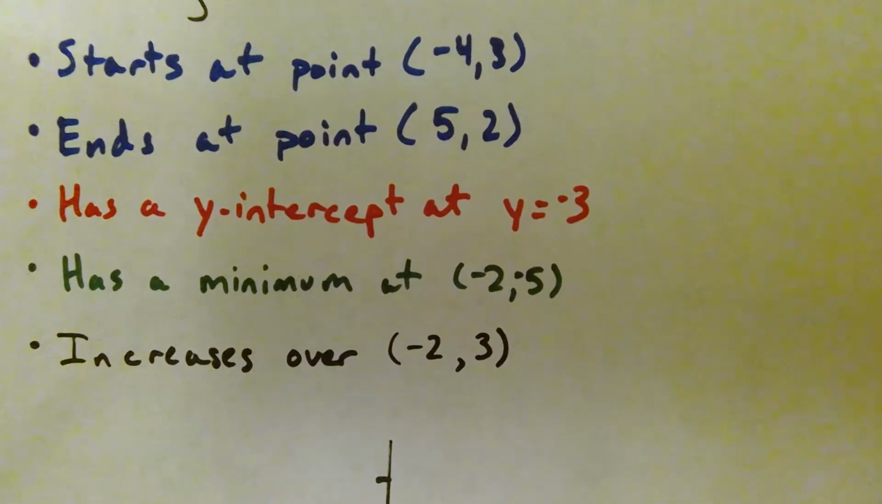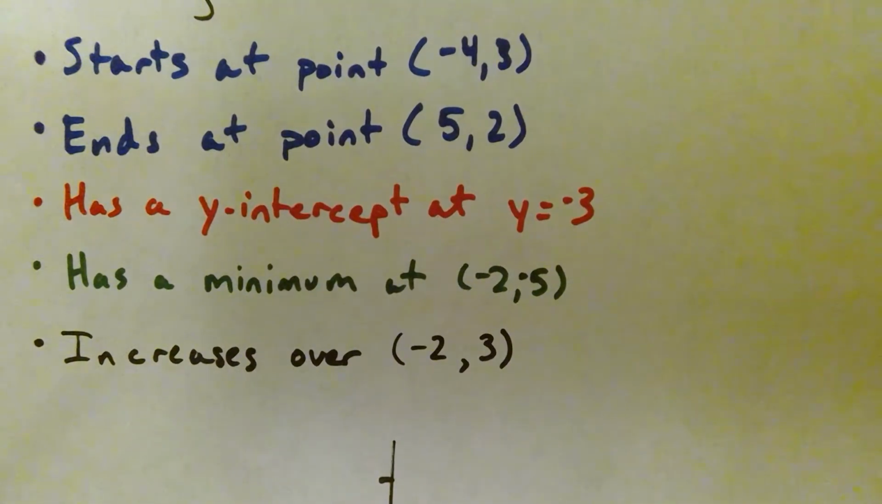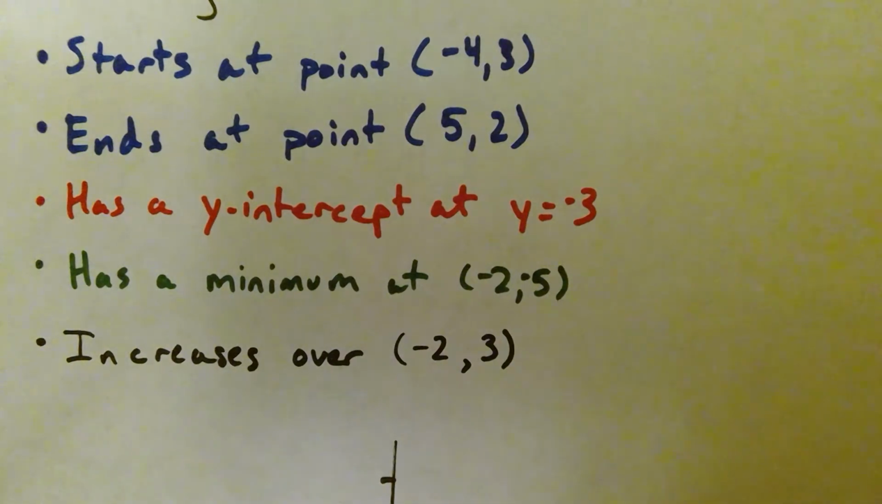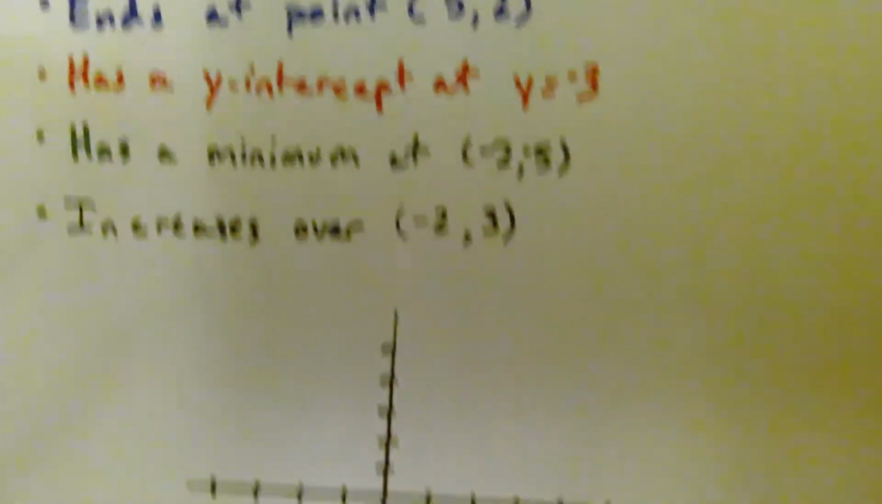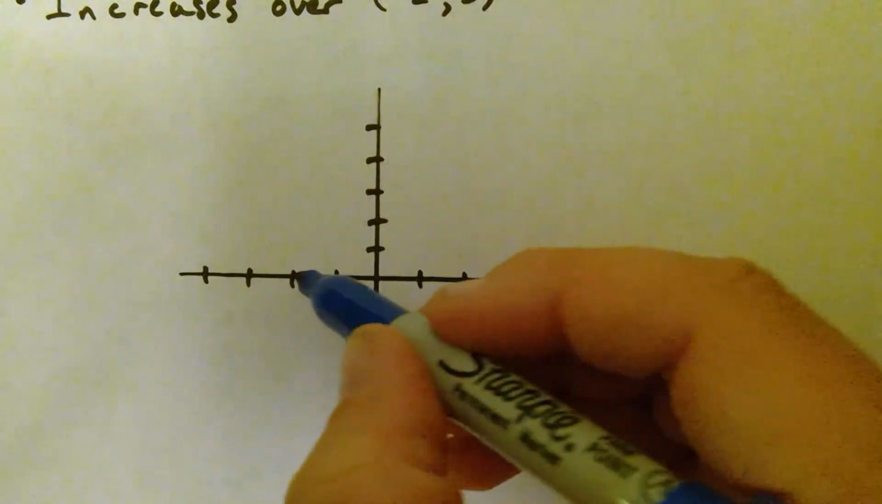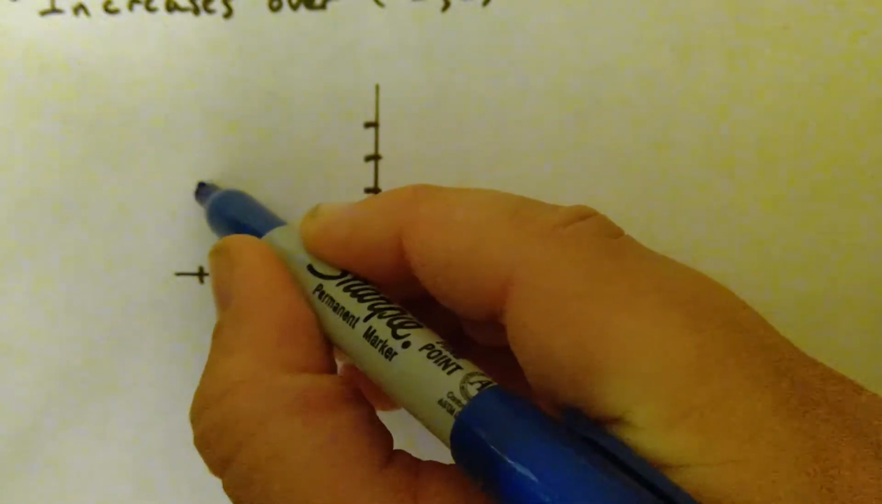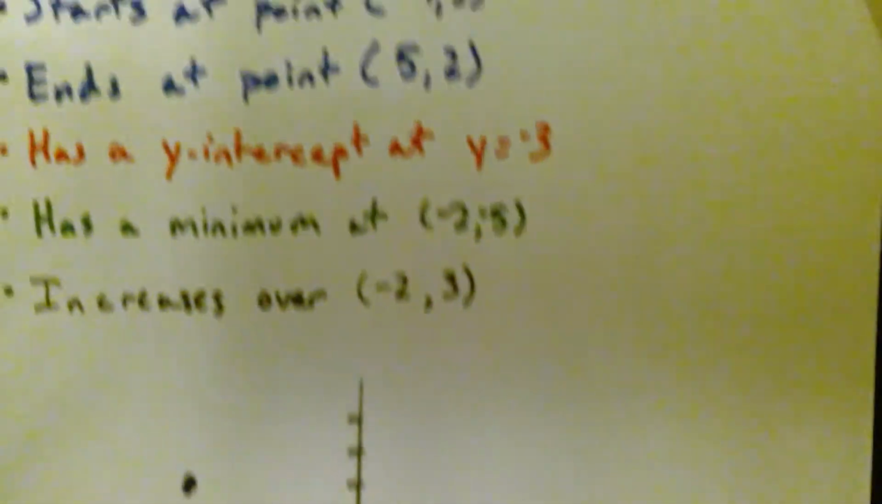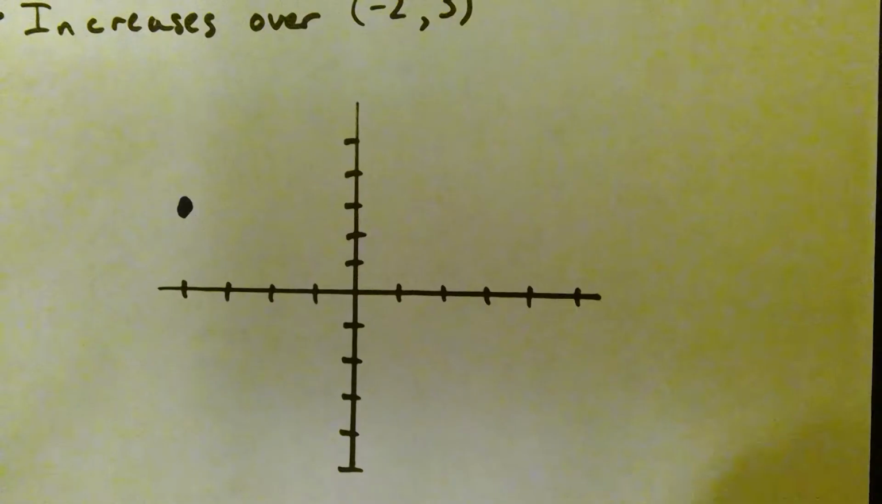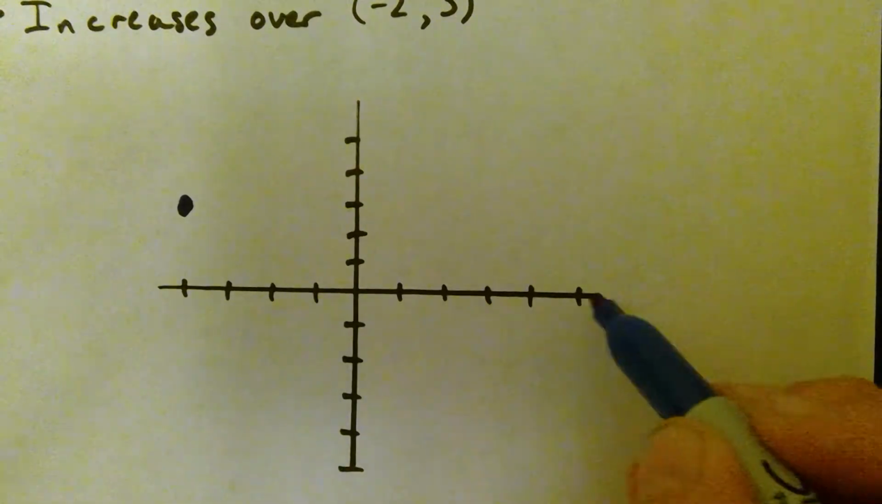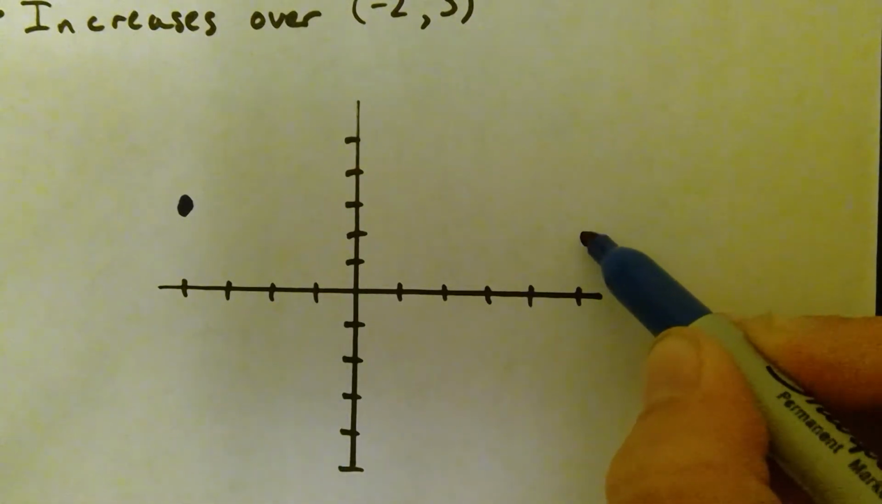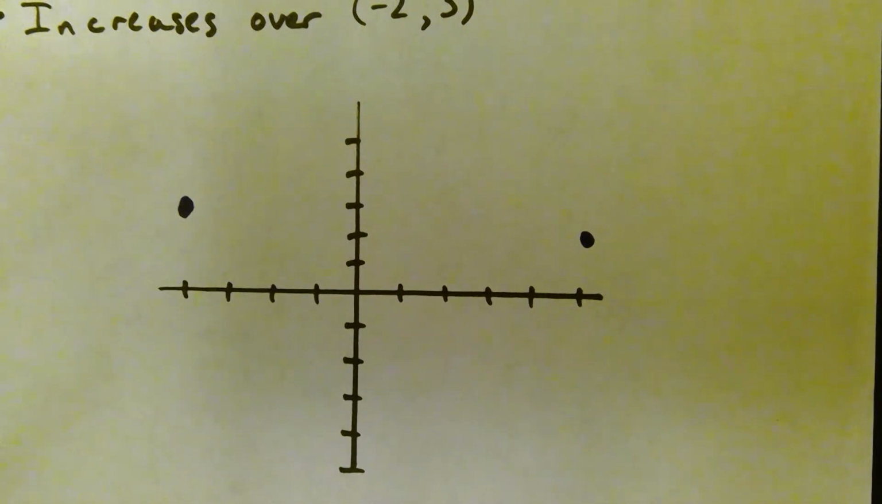We've got: starts at point -4, 3 and ends at point 5, 2. So I'm going to put those points on my graph. 1, 2, 3, 4. Oh, sorry. 1, 2, 3, 4. 1, 2, 3. So about here. So I'm starting, and we end at 5, 2. 1, 2, 3, 4, 5. 1, 2. Okay. So there's where my graph starts and stops.